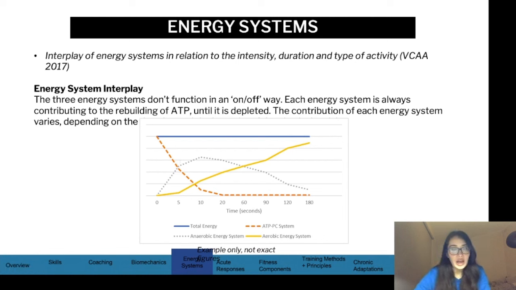As you look over time, you can see that the aerobic energy system actually takes over, with the ATP-PC system rapidly declining in its contribution to energy production, and the anaerobic system also declines a bit.